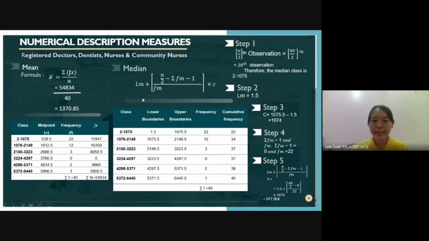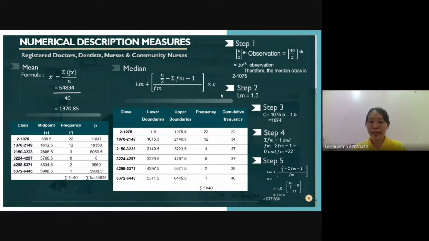In this slide, we can see the formula of median. Lm is the lower class boundary of the median class, and fm is the frequency of the median class. F(m-1) is the cumulative frequency before the median class, and c is the class size. So we go to step 1. Step 1 is to determine the location of the median class. So n divided by 2. Our n is 40, so divided by 2, we get the 20th observation. Therefore, the median class is 2 until 1075.